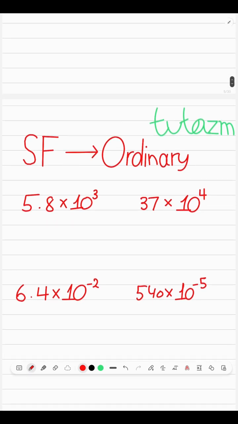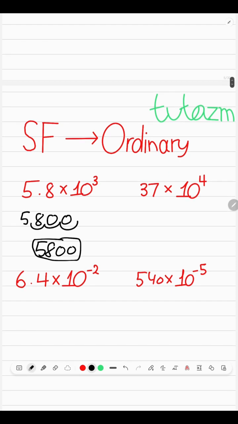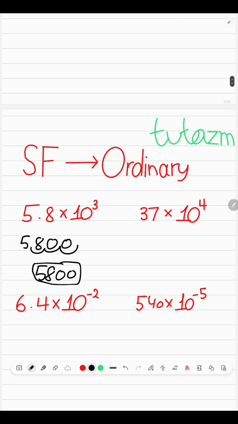So the first thing we'll look at is converting numbers that are in standard form into ordinary numbers. So here we've got an example of 5.8 times 10 cubed. Now the way you'd go about doing this is that you've got the decimal point here, so you have 5 and 8, and then the decimal point would be around here, and then you'd move the decimal point 3 places. So instead of being here, you'd move 1 and then you'd add a 0, 2, and you'd add a 0, 3. So your final answer would be 5,800.